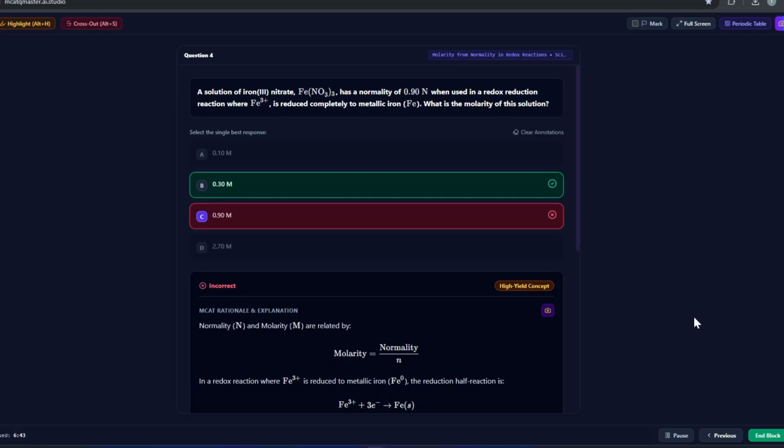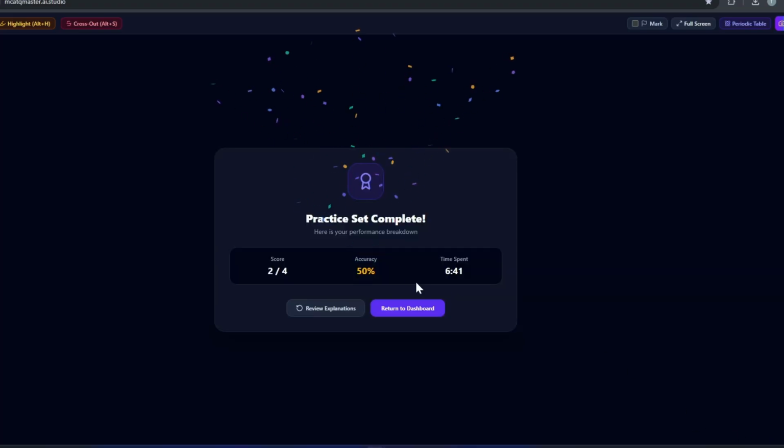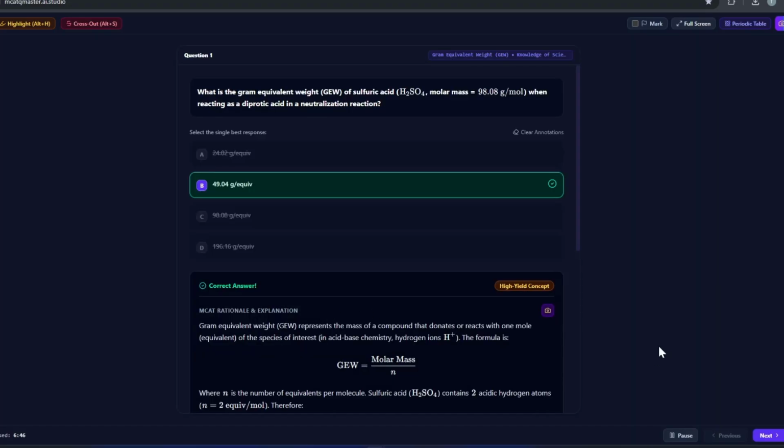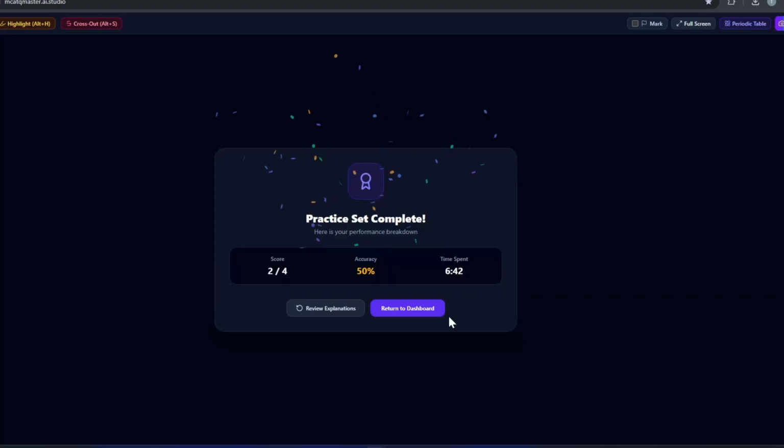Awesome. So then you end your block, and that is the end of your practice. And it gives you how much you got correct, how much time you spent doing it, and your overall score. You can also go back and review the explanations. Awesome.